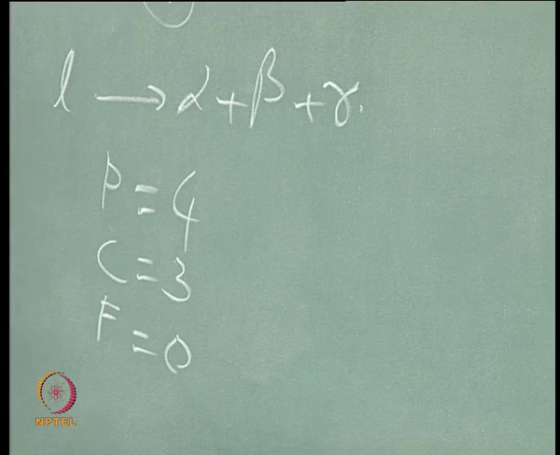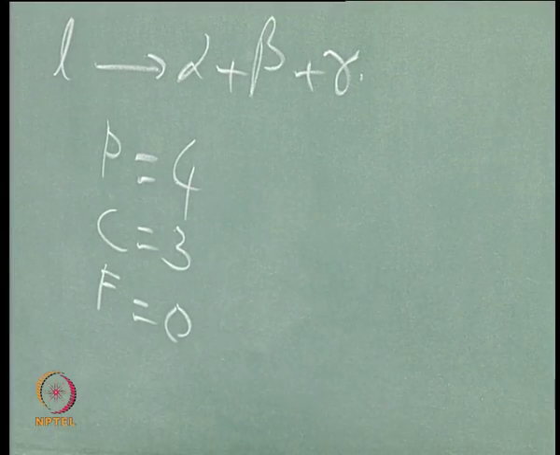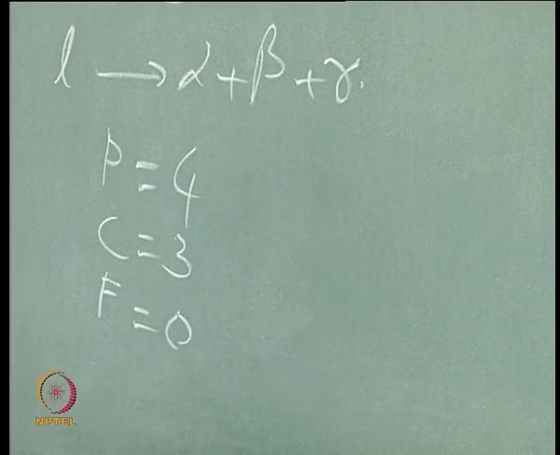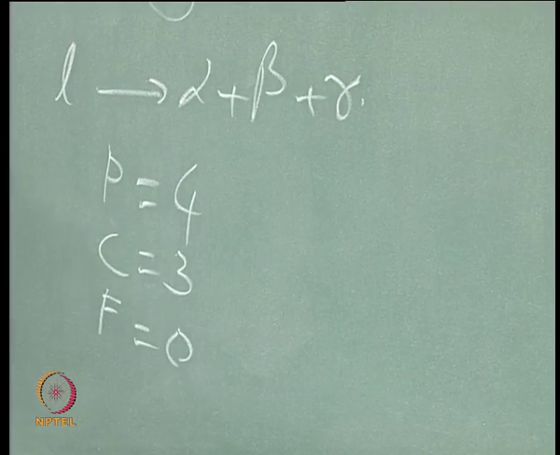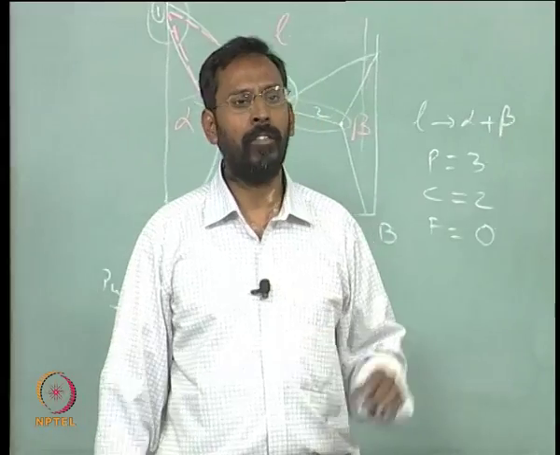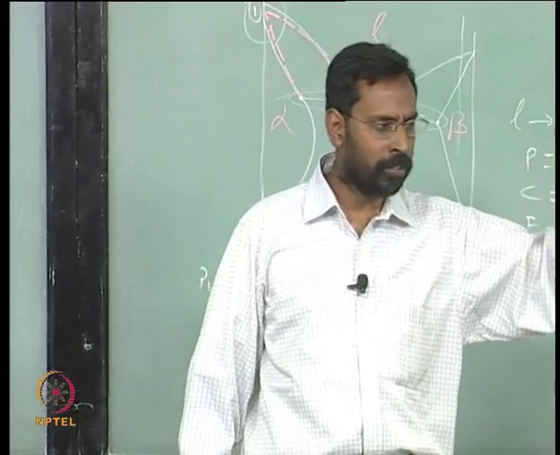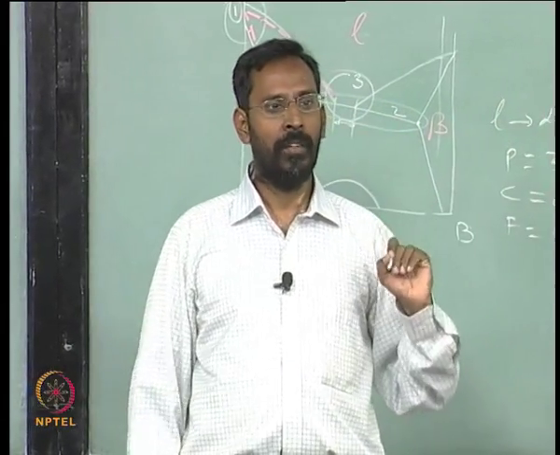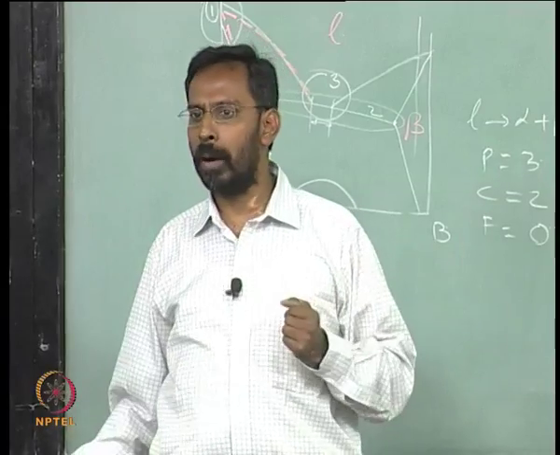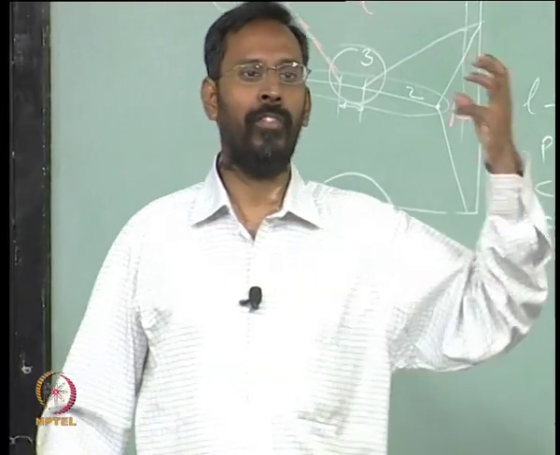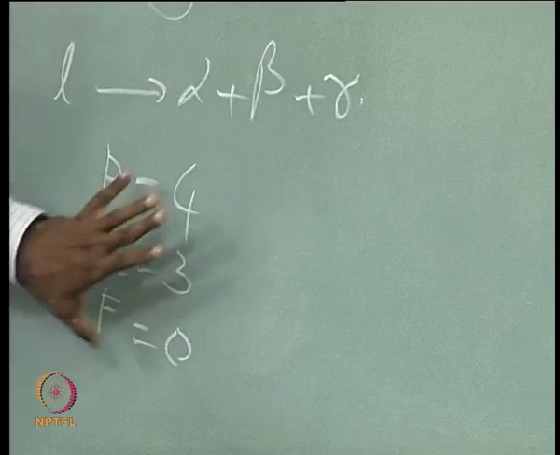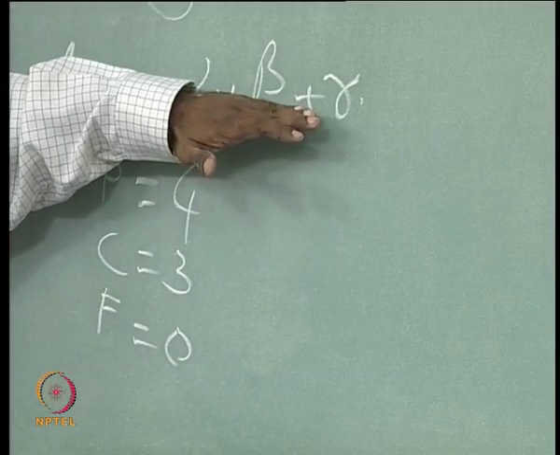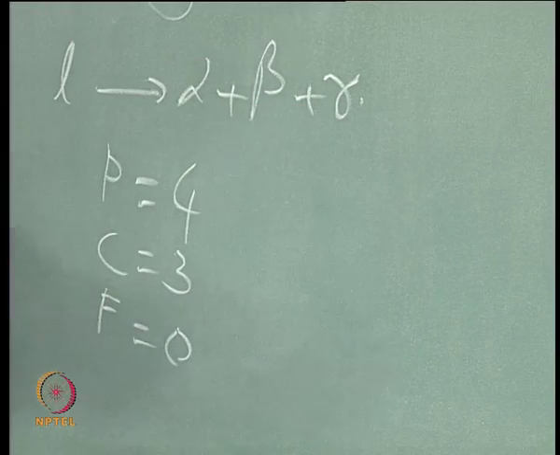That means that particular eutectic reaction will happen at a fixed temperature, and all the 4 phases will have fixed compositions. They cannot have any composition of their choice. The liquid of a particular composition containing so much of A, so much of B, so much of C will give you alpha plus beta plus gamma, and each of them will have certain fixed amounts of A, B, C inside them, and that is what is a ternary eutectic in a ternary phase diagram.